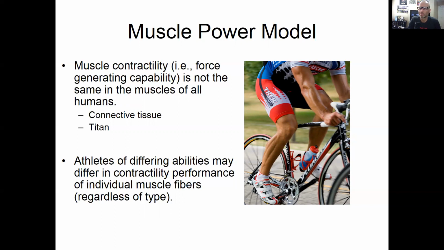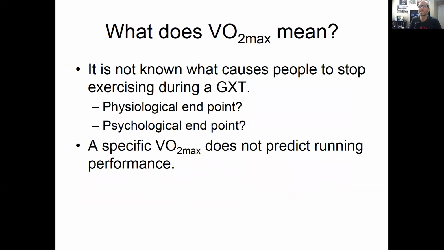Think back to the previous presentation and looking at VO2 max data and different marathon performances, very different marathon performances but similar VO2 max, or vice versa, similar marathon performances but very different VO2 maxes. That might be explained by how well individuals contract their muscles and coordinate their muscles. So what does VO2 max mean? Well, it's important to recognize it is not known what causes people to stop exercising during their graded exercise test.